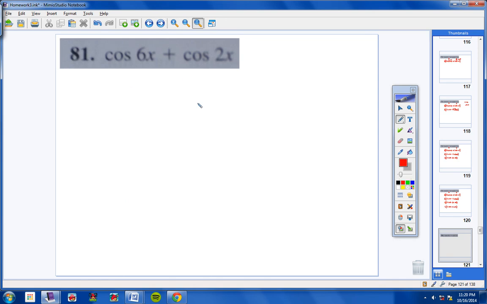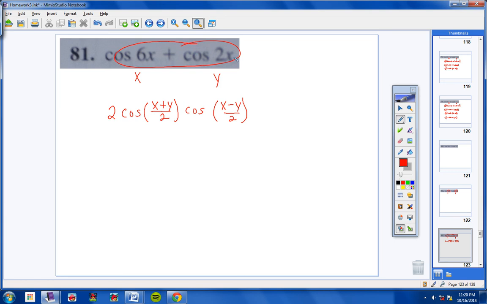Here we go. Number 81. The directions for 81 say to use the sum to product formulas to write the sum or difference as a product. So I have a cosine plus a cosine. If you look, we're going to call this our x, and this our y. Also, cosine plus cosine has a trig identity of this right here. This whole expression here equals this whole thing down here.